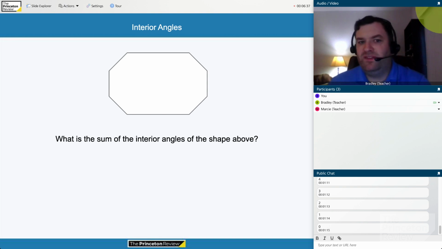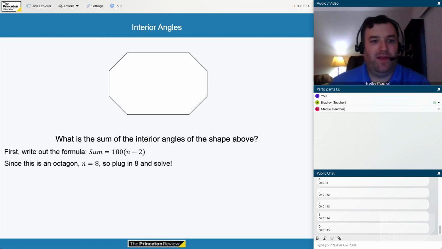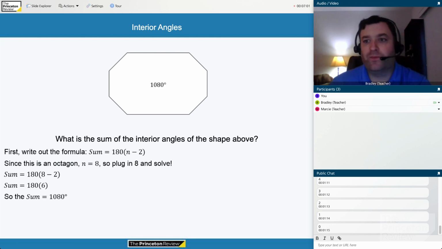So what's the sum of the interior angles of the shape above? So this would be an octagon because it's got 8 sides. So first we're just going to write out the formula. The sum is just equal to 180 times n minus 2. And then we're plugging in 8 for n because this is an octagon. And then we're just going to solve, right, to get that the sum is 180 times 6, or 1080 degrees. So that is what all of those angles in this octagon will add up to.